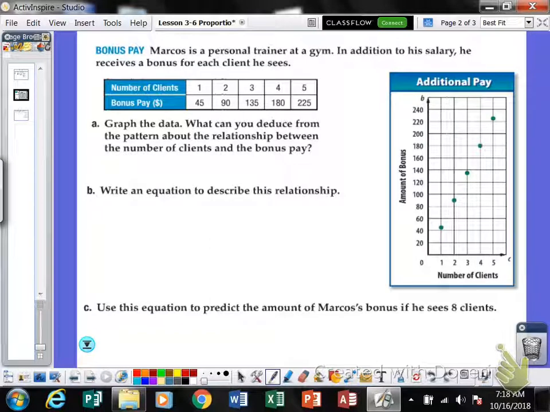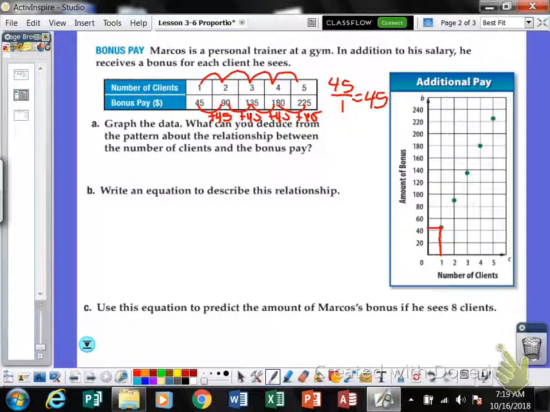Marcos is a personal trainer at a gym. In addition to his salary, he receives a bonus for each client he sees. Graph the data, which is graphed for you. One client would be $45, 2 clients would be $90, 3 would be 135, 4 would be 180. We notice we're adding 45 each time, and the clients are going up by 1. So it's 45 over 1, since they're all the same. He's receiving $45 per client, and you can see right here that one client is $45.